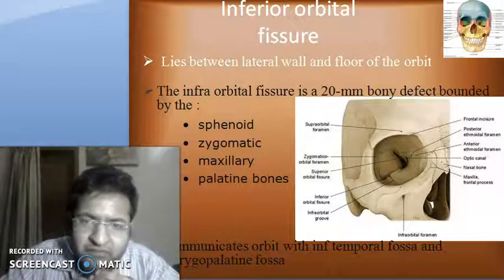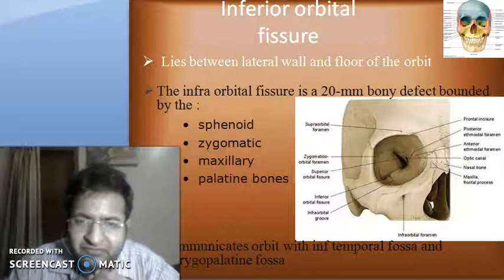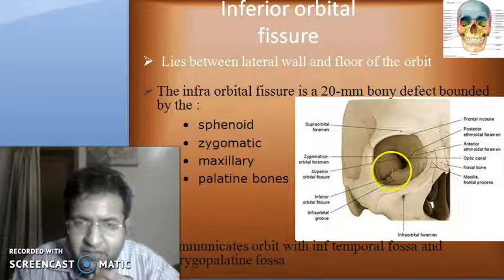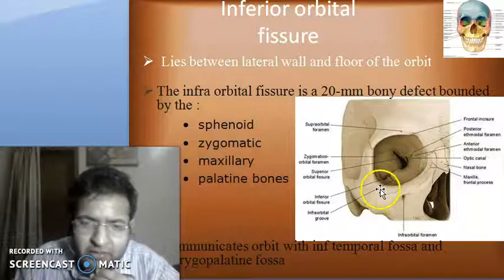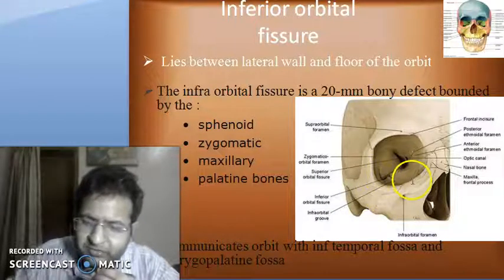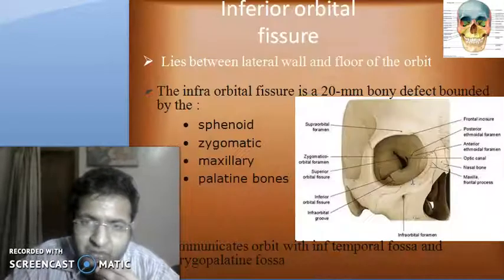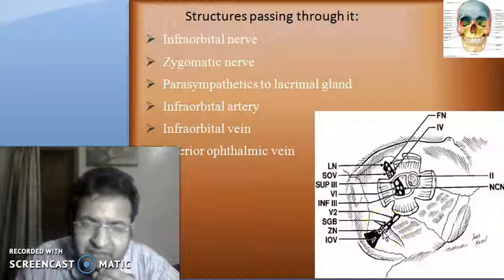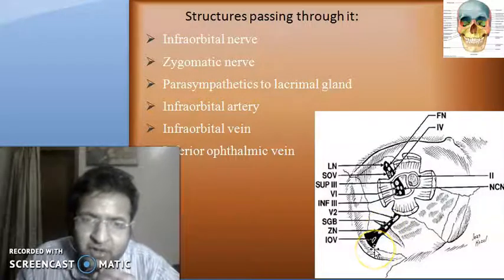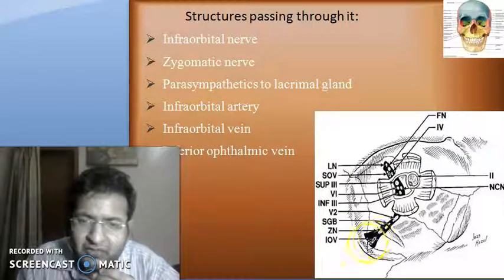The inferior orbital fissure is a 20 mm bony defect bounded by the sphenoid, zygomatic, maxillary and palatine bones. It communicates the orbit with the infratemporal fossa and the pterygopalatine fossa. The structures passing through the inferior orbital fissure are the infraorbital nerve, the zygomatic nerve, the parasympathetics to the lacrimal glands, the infraorbital artery and veins, and the inferior ophthalmic vein.